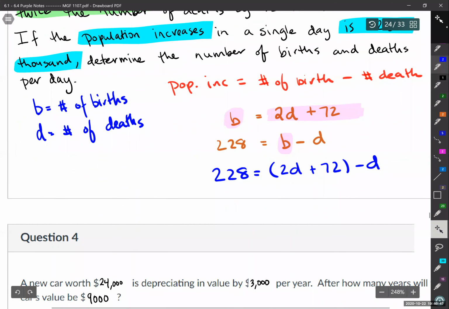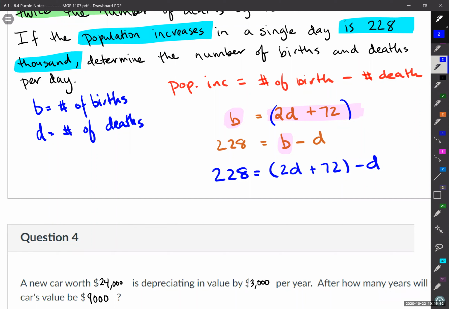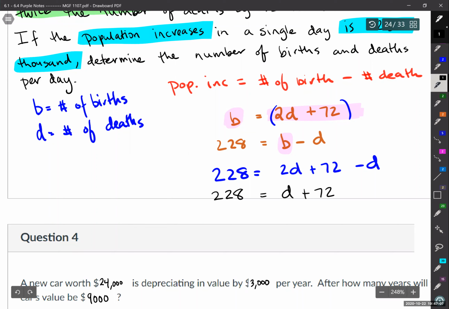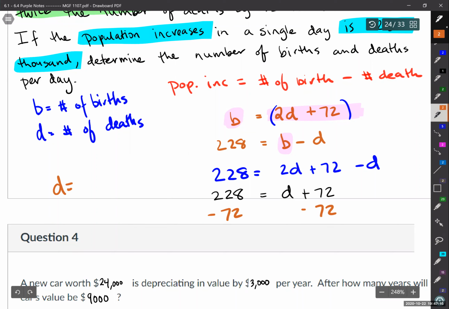Now, I do recommend, just by practice, when you're substituting something with multiple terms, keep it in parentheses in case you have to distribute. Now, in this case, it's so simple, we don't have to distribute, so I can drop the parentheses. Combine like terms: 2d minus d would give me a single d plus 72 equals 228. So we can solve for the number of deaths. We'll subtract 72 from both sides. And we get the number of deaths is 156,000. I add the 1,000 because I know my units are in thousands.